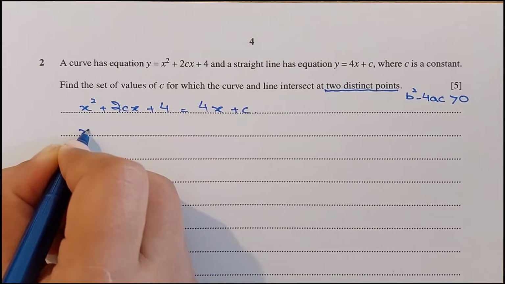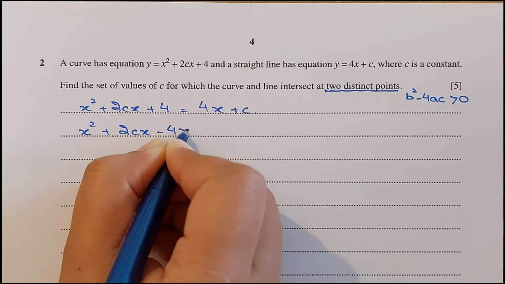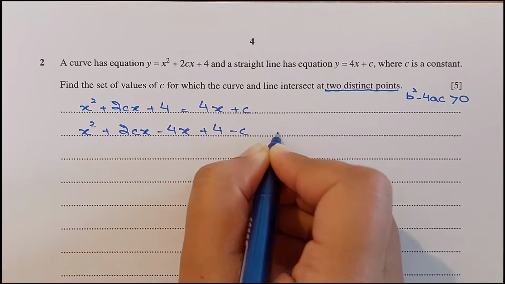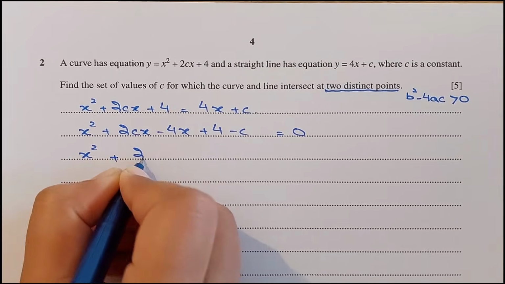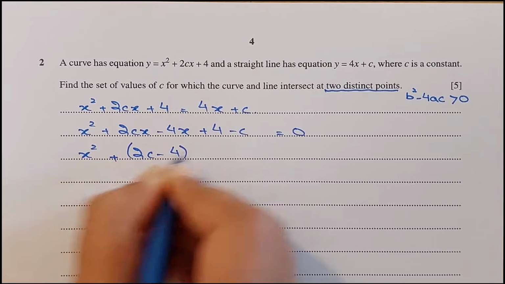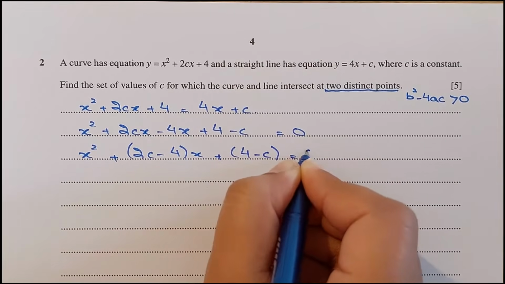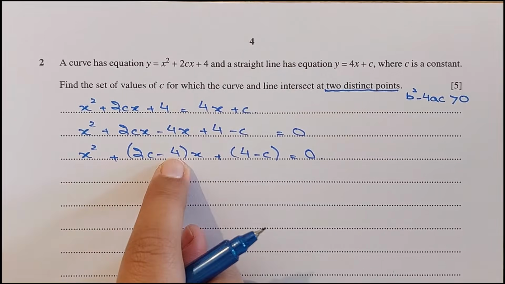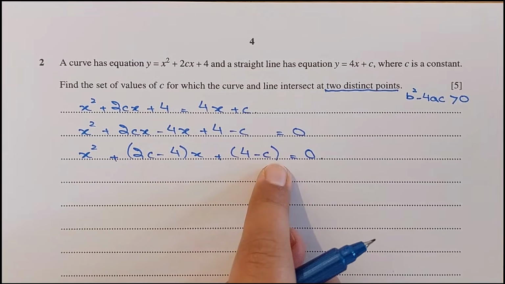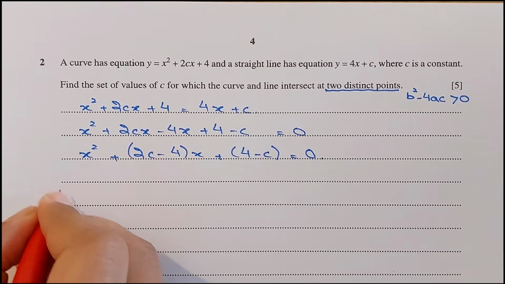Shifting all the terms to the left side, x square plus 2cx minus 4x plus 4 minus c equals 0. So here x square, 2c minus 4 is the coefficient of x, and the constant term is 4 minus c, equals 0. Now a is 1, b is 2c minus 4 and c is 4 minus c. So let me use the method of discriminant.